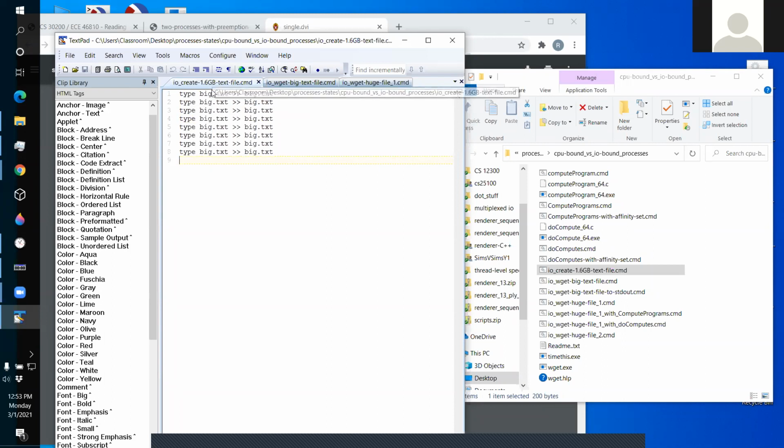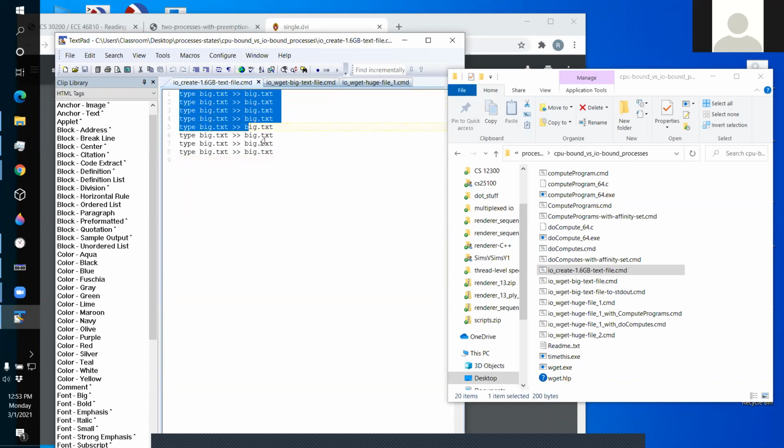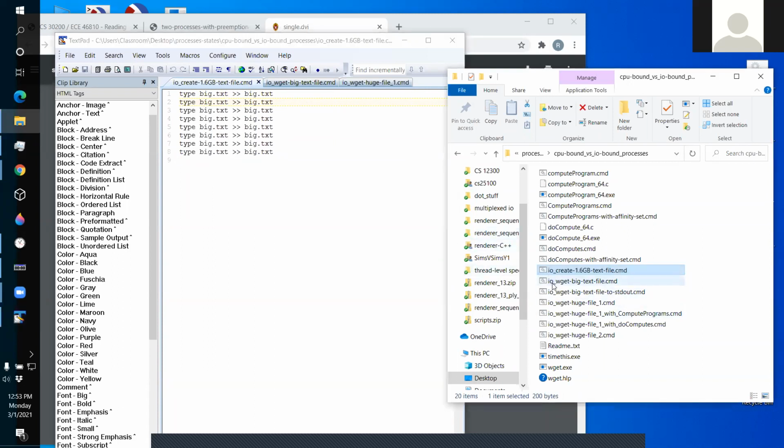So if you run this file, it'll create a 1.5 gigabyte file. You download the little file, and then this file exercises your hard drive. It builds up a 1.5 gigabyte file of text on your hard drive by copying it over and over and over again. So that gets your hard drive really working. Okay, so this one exercises the hard drive.